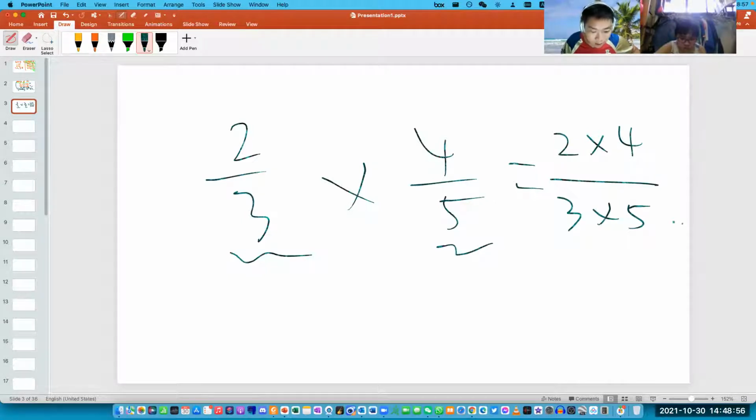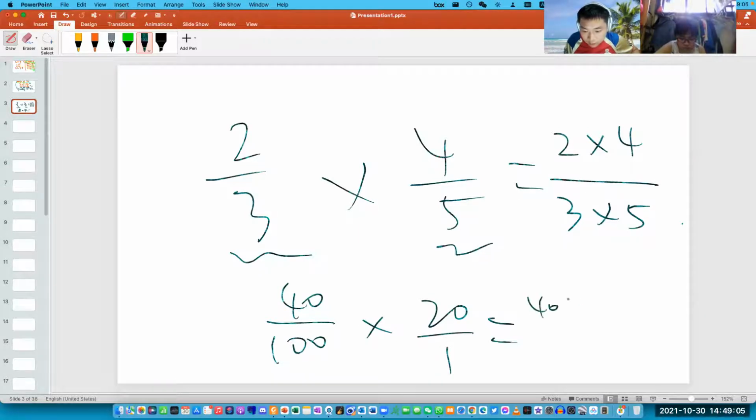So similarly, the question 40 over 100 times 20. You can see 20 as 20 over 1. So you do the top times top, bottom times bottom, right? Then after that, you don't cancel first.